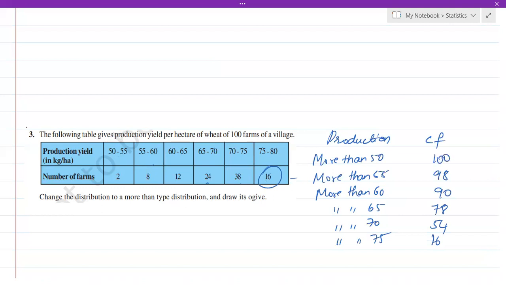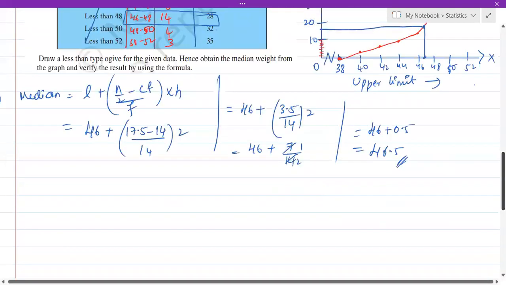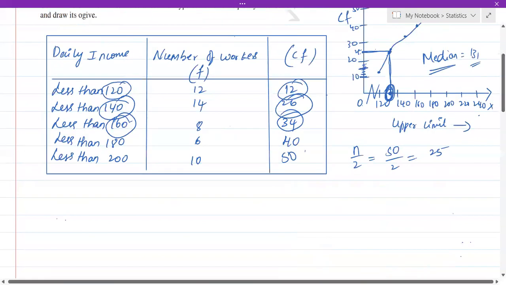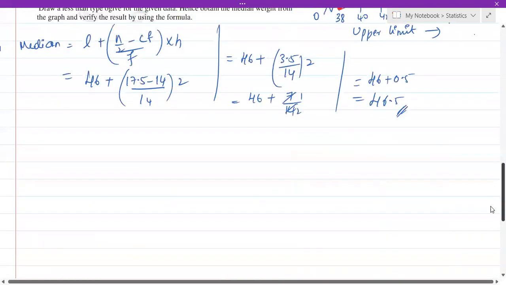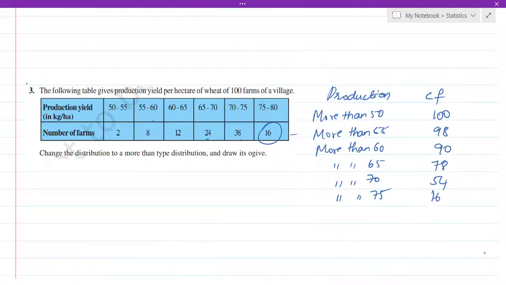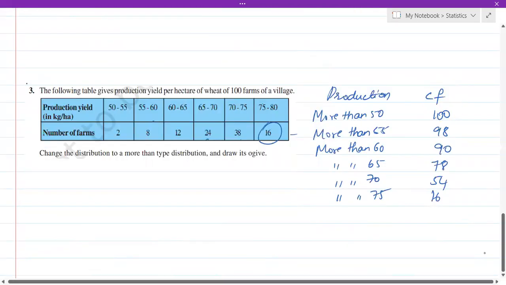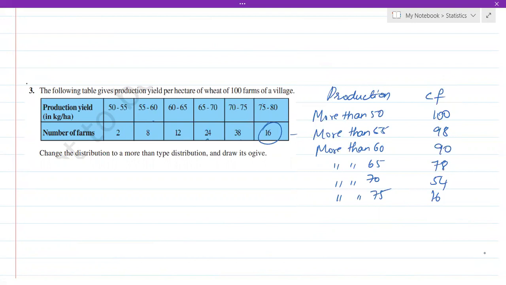So here in the less than type table, if you remember, I had told you that the last value will be your n, isn't it? Here also we have taken it as 50. But in more than type, we should not look at the last value. We have to look at the first value itself. That will be your n value. Okay. So n value is 100.